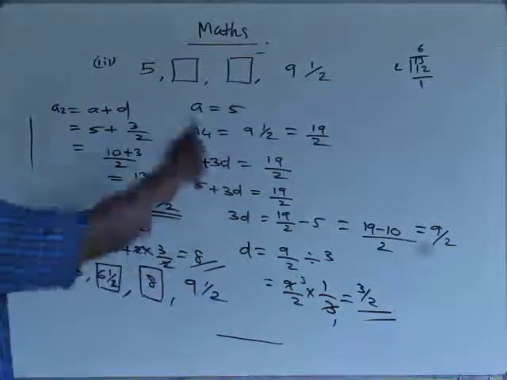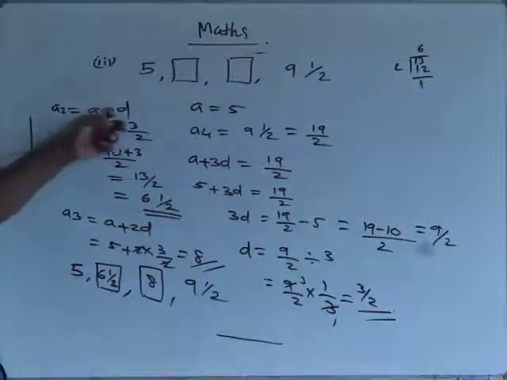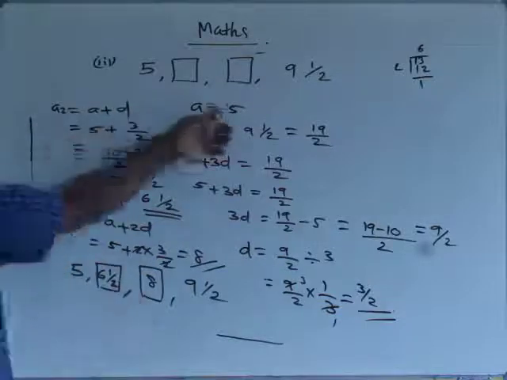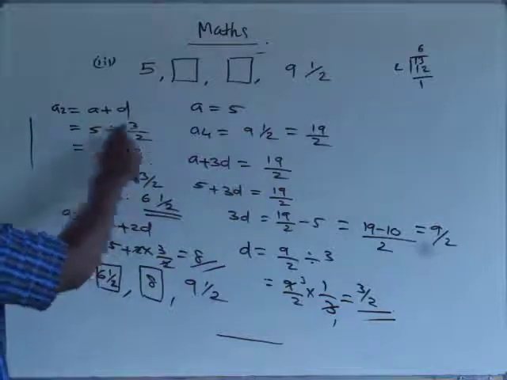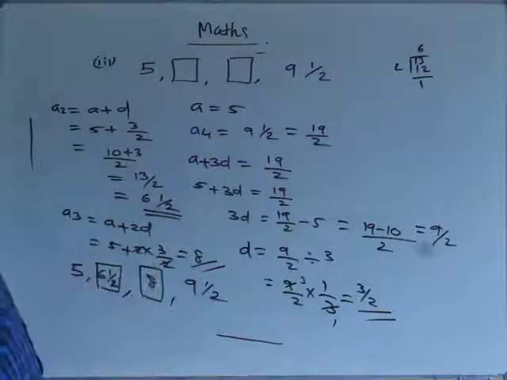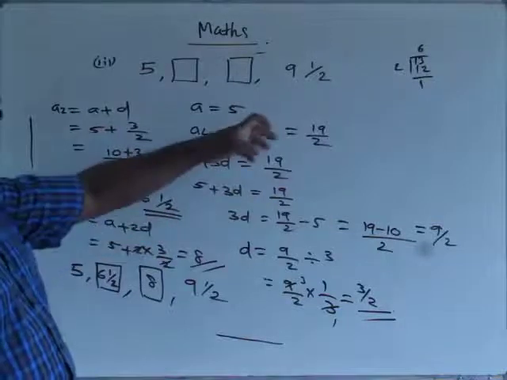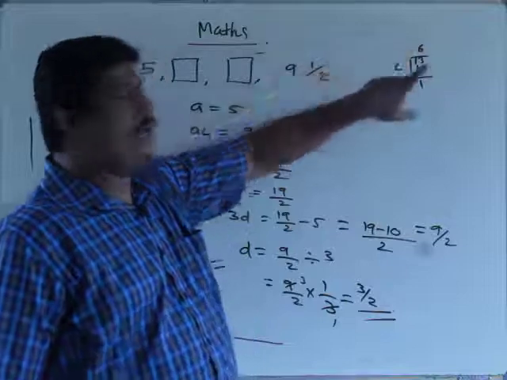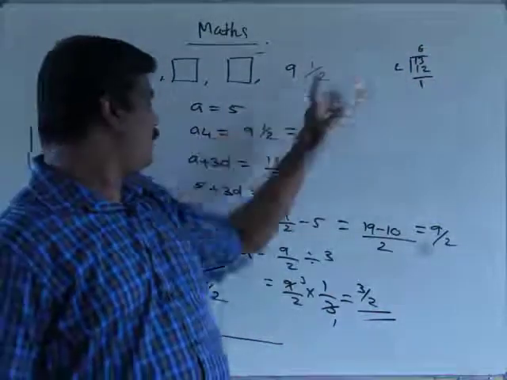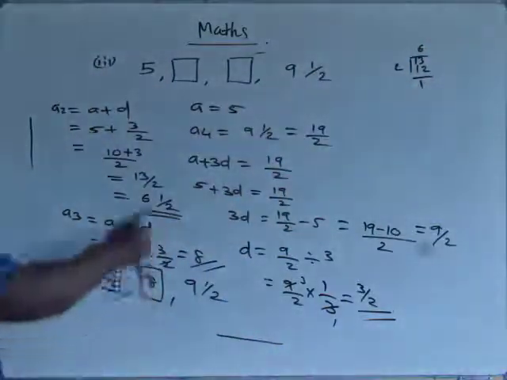Next, find out the second term, using the formula a plus d. So a is 5, plus d is 3 by 2. Cross multiplication: 1 into 2 is 2, 10 plus 3, that is 13 by 2. When we convert 13 by 2 to a mixed number, it is 6 1 by 2. Here divide 13 by 2: 6 is the quotient first, then the remainder 1, and the denominator stays the same, 6 1 by 2.